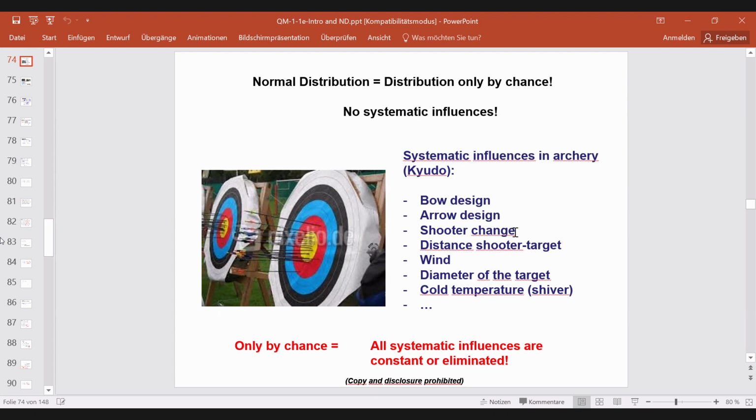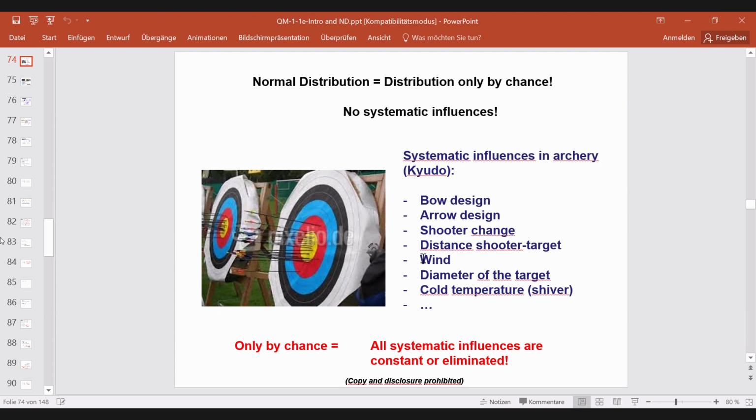No shooter change. You must make sure that you have only one person doing the test with 10 shots or 20 shots. It has to be done by one shooter. Then the distance must be constant between the shooter and the target. This target disc here, the distance between it and the shooter must be constant.